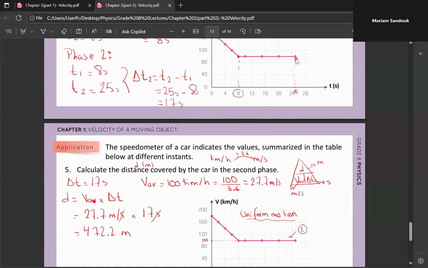Also, I have the V average all the time approximately 100. So I multiply 17 seconds times 100, I obtain the distance separating it.